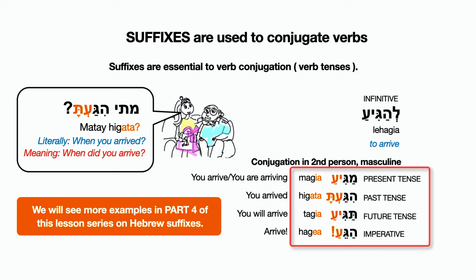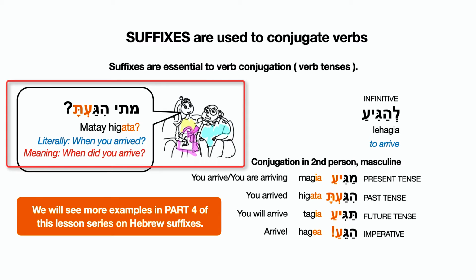And to say the future tense of arrive, you will arrive, we say tagia. ia is the suffix here. And to say arrive in the imperative form, we say hageya, hageya.